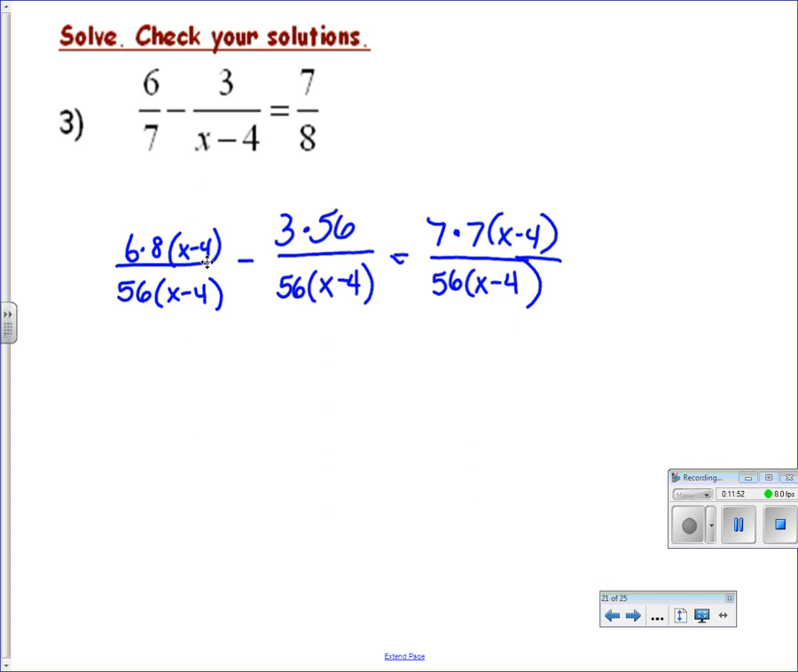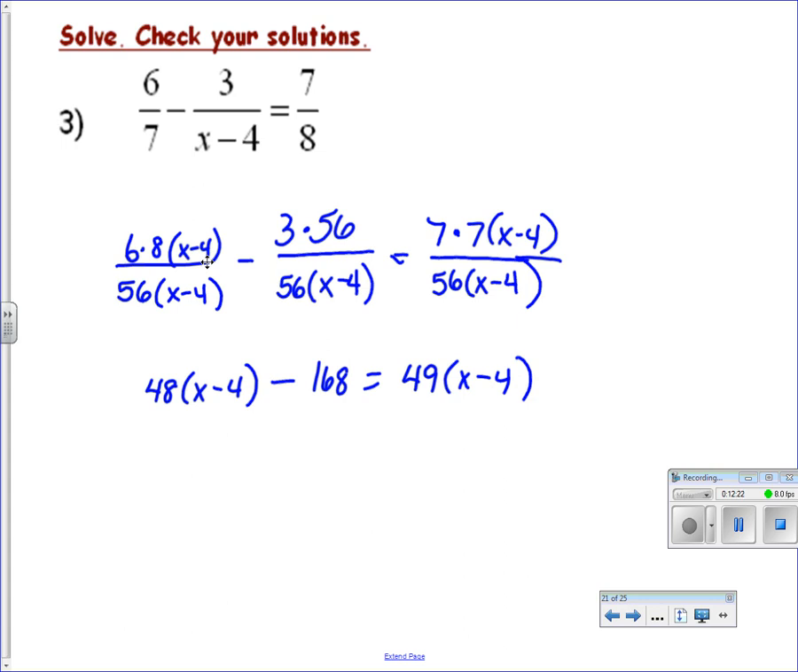So they're gone. So 6 times 8 is what? 46. Try again. 48. Minus, then I'm going to multiply these. 168. And then multiply these. 49. And then the denominator doesn't need to be there, because you've got a common denominator, so we're just worried about the numerators being equal, because in a fraction, the denominators, nothing happens to them anyway.